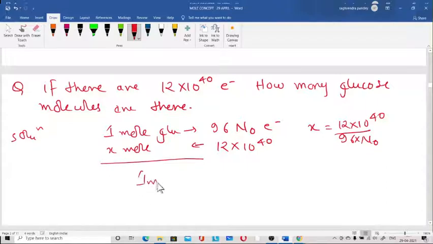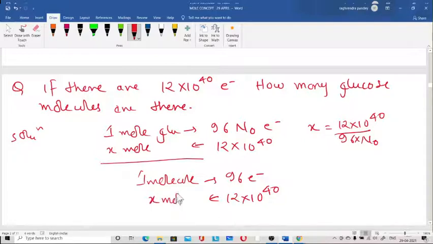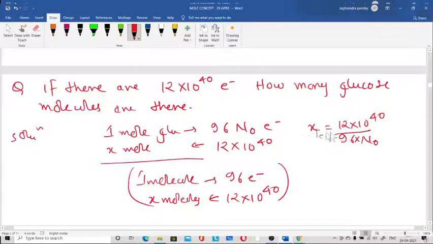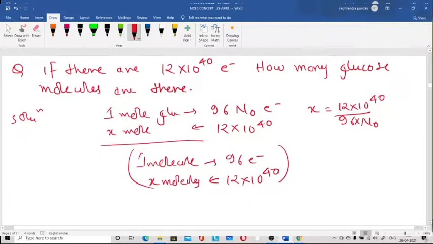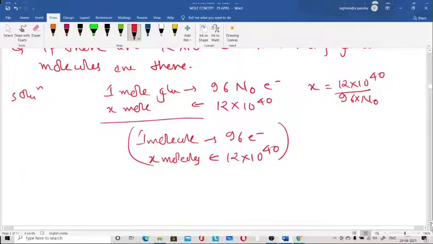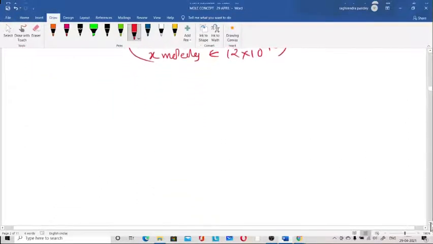So one molecule of glucose has 96 electrons. So 12 into 10 to the power 40 will be having X molecules. Okay, so that is another way of doing it. Moles also, because I wanted you to find the moles, because they can give you in the moles also, but if you can directly find the molecules, no problem. Got it? Let's move on to the next question.